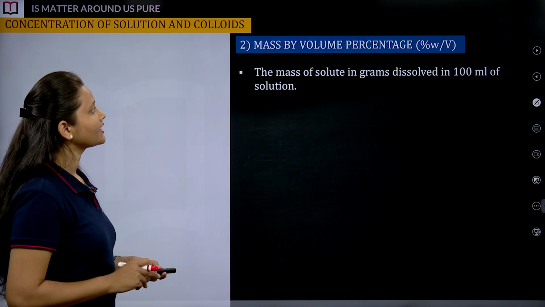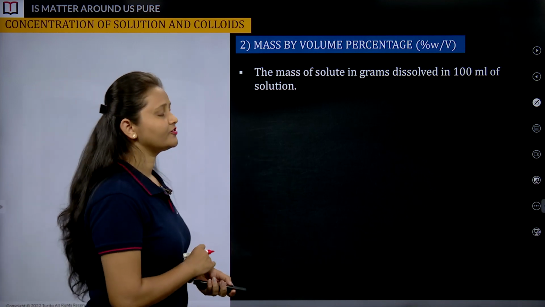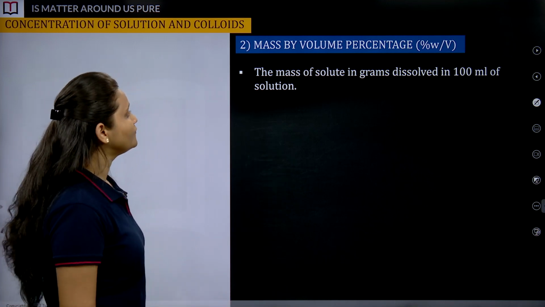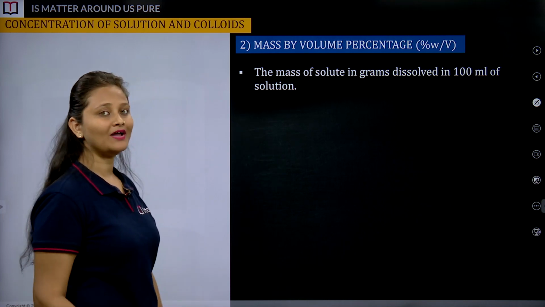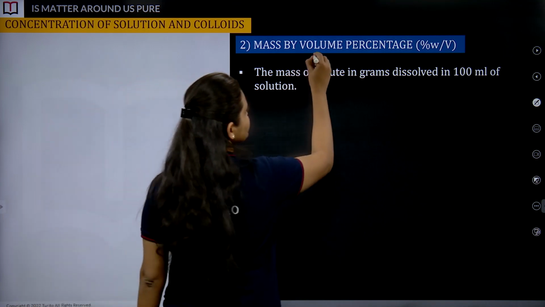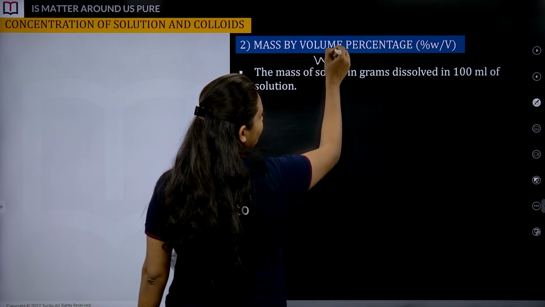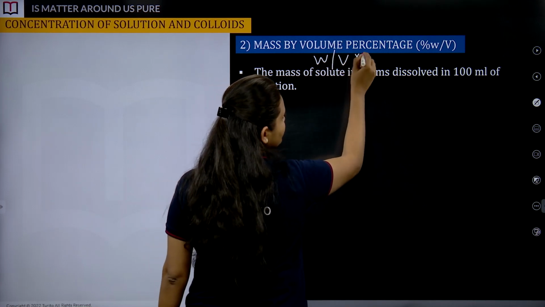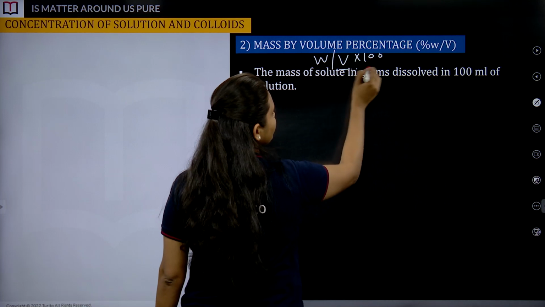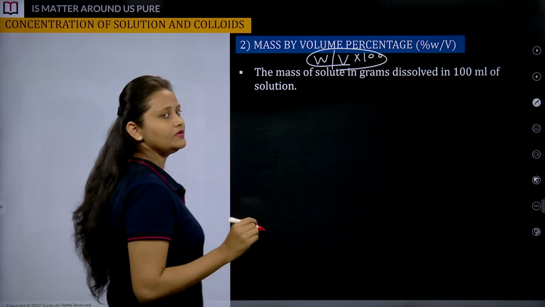Let's move ahead. Students, now the next concentration term is what? Mass by volume percentage. Mass by volume. Mass, that means W we can show, by volume percentage. Okay. So, here is the next term which we are going to discuss here.